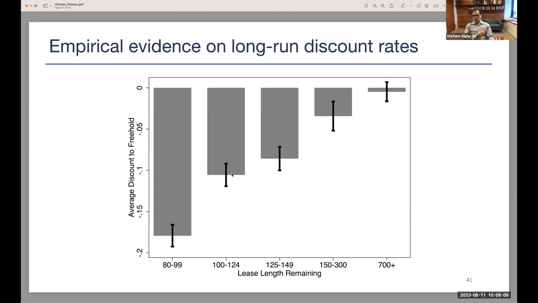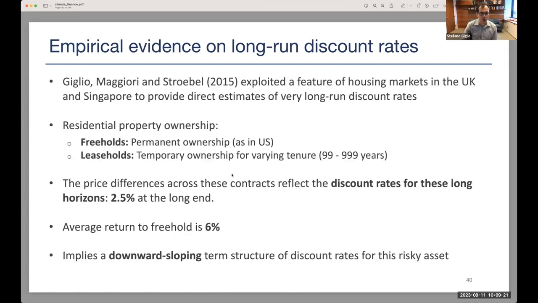You can then translate this into a discount rate. What is the implied discount rate so that a payment of the house 100 years from now has a 10% value today? Well, you can do the calibration and you get about 2.5% in the long term. So in these markets, the implied discount rate for this horizon is 2.5%. So you can think of a low long-term discount rate. On average, the discount rate for the housing market is about 6%. So that has to imply that the short-term discount rate must be pretty high. This is a risky asset, which you can think of as having a large premium in the short term and a small premium for the long term.